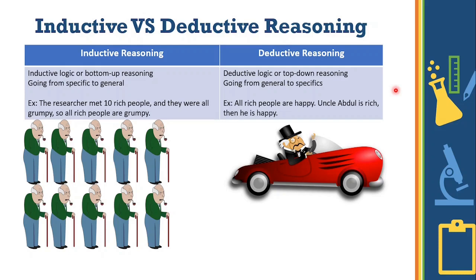So again, all rich people are happy is a theory. It's a generalization. It's an existing hypothesis. And just because Uncle Abdul is rich, then he must fit in that theory, that he is also happy.